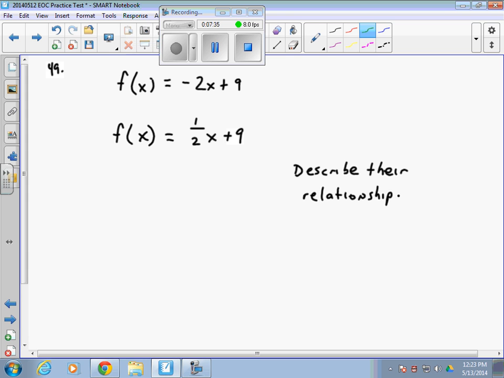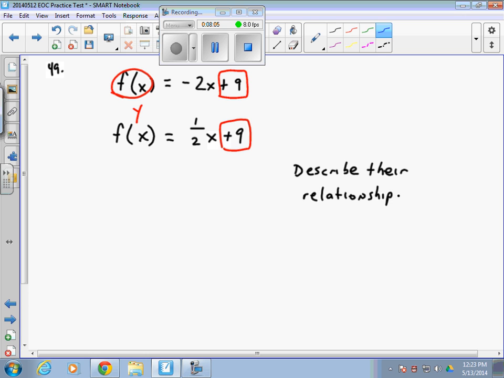49 tells you to describe the relationship of these two linear functions. It says which one describes it. The very first one says they are perpendicular and they have the same y-intercept. Remember, anytime you see f of x like this, you could look at that as if it said y equals negative 2x plus 9 and y equals 1/2 x plus 9. Notice the plus 9 is the same. The y-intercept is the same.